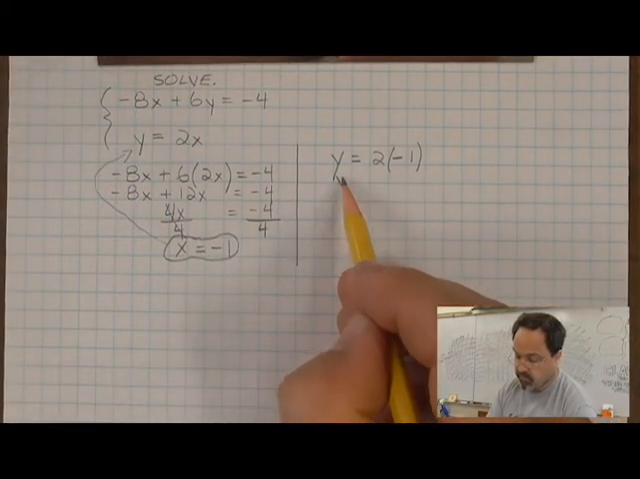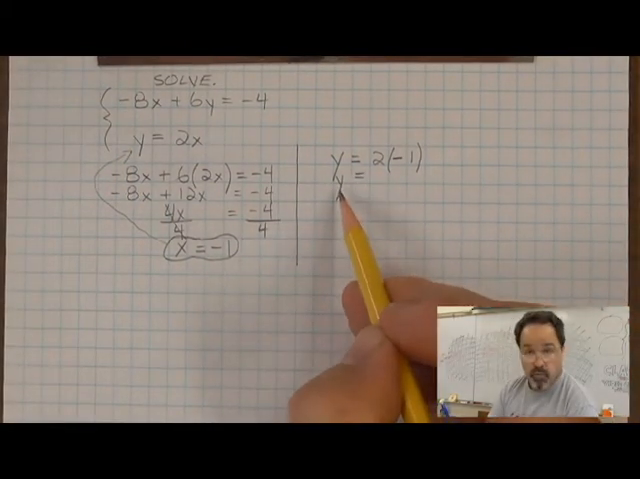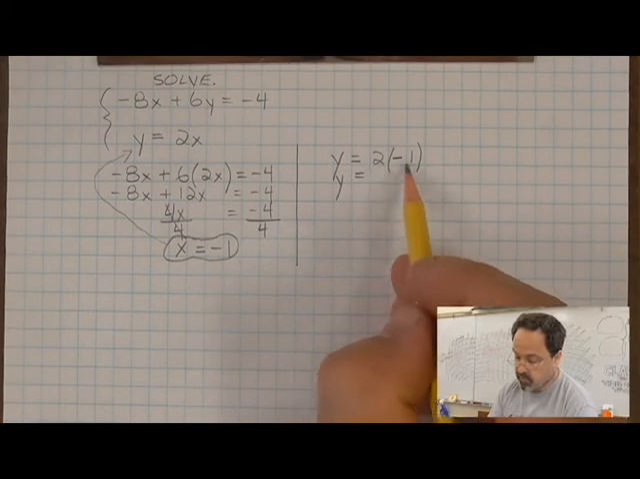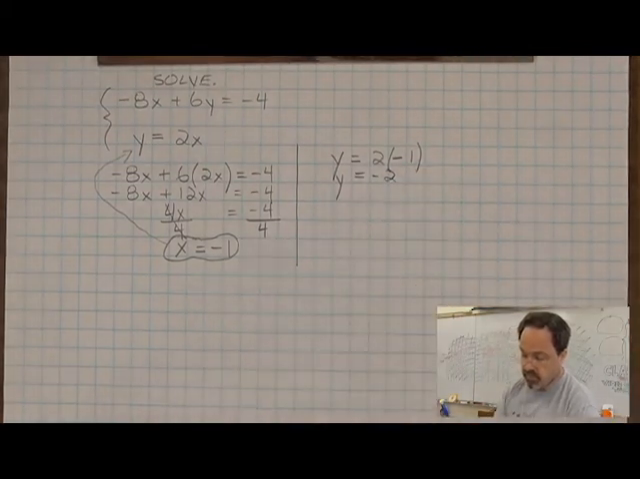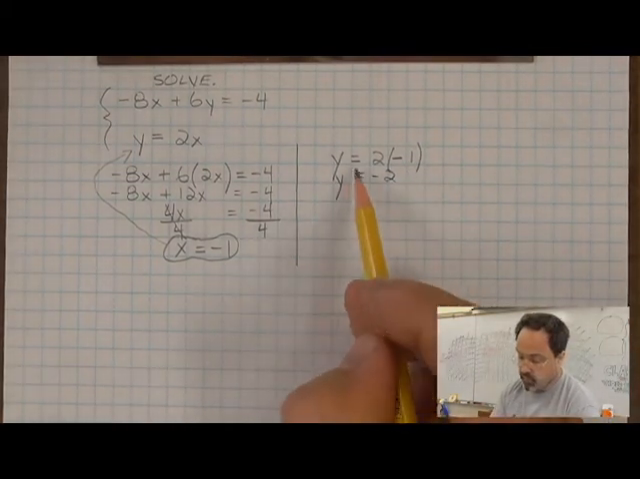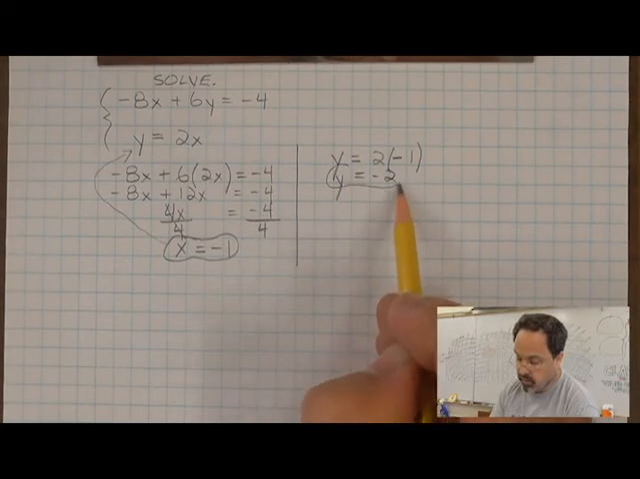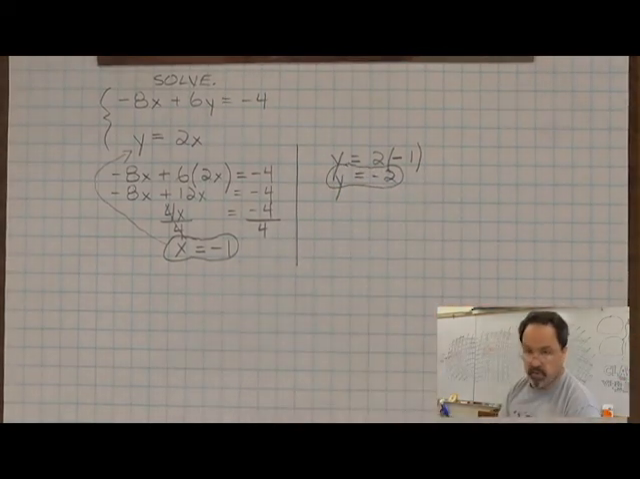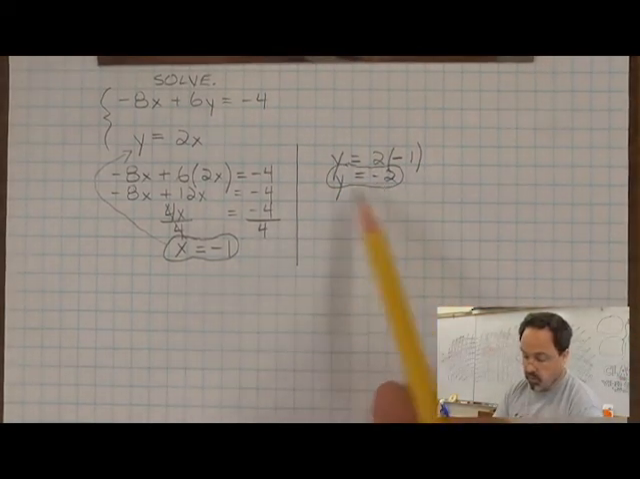Now I'm going to continue to simplify. This is already solved for y, but I'm going to simplify the other side. 2 times negative 1 is negative 2. And here I have a value for y. I'm going to circle it. I've found values for all of my variables.